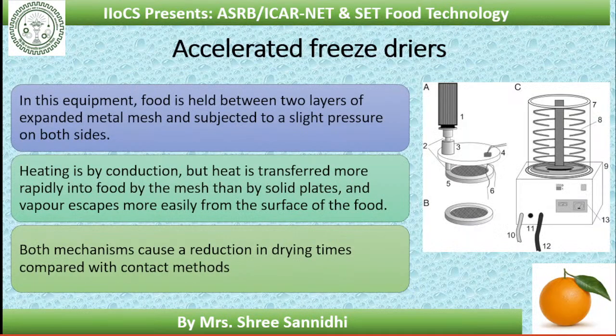Next is accelerated freeze dryers. In this equipment, food is held between two layers of expanded metal mesh, as you can see in the picture, and subjected to a slight pressure on both sides. So this can be done for solid foods. Heating is by conduction, but heat is transferred more rapidly into food by the mesh than by solid plates, and vapor escapes more easily from the surface of the food. Both mechanisms cause a reduction in drying times compared with contact methods.